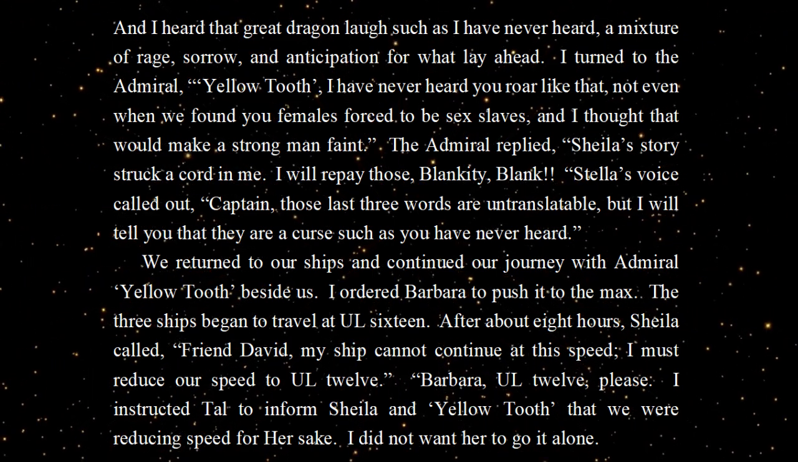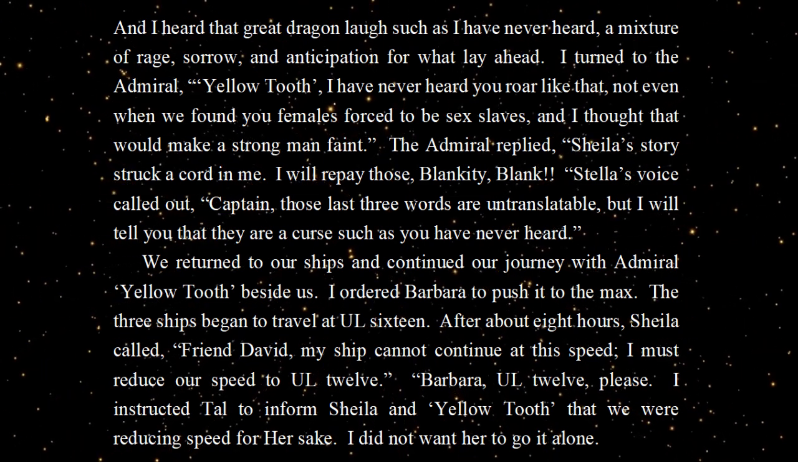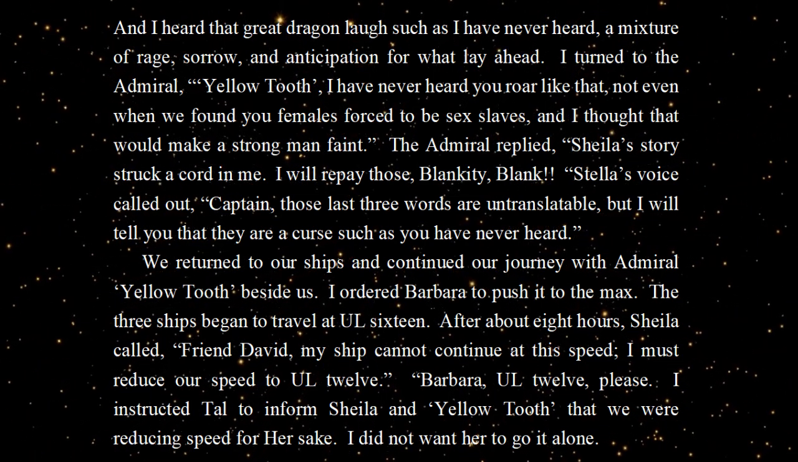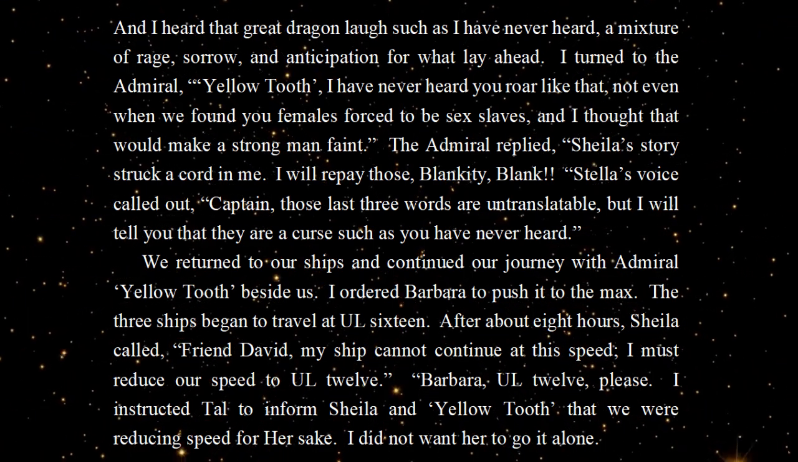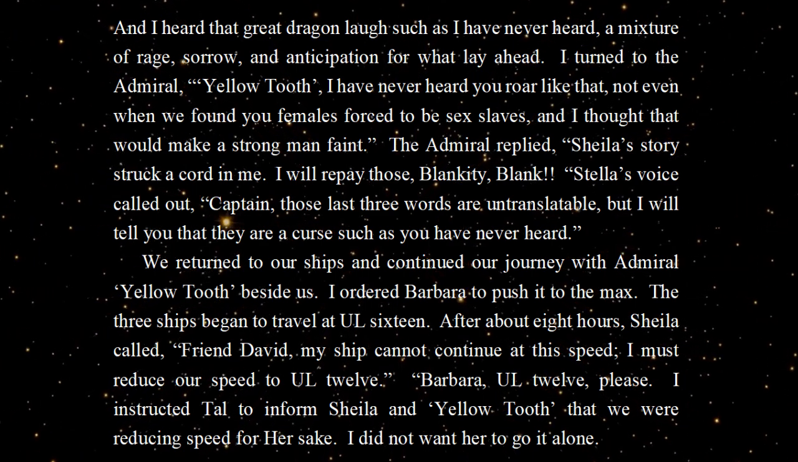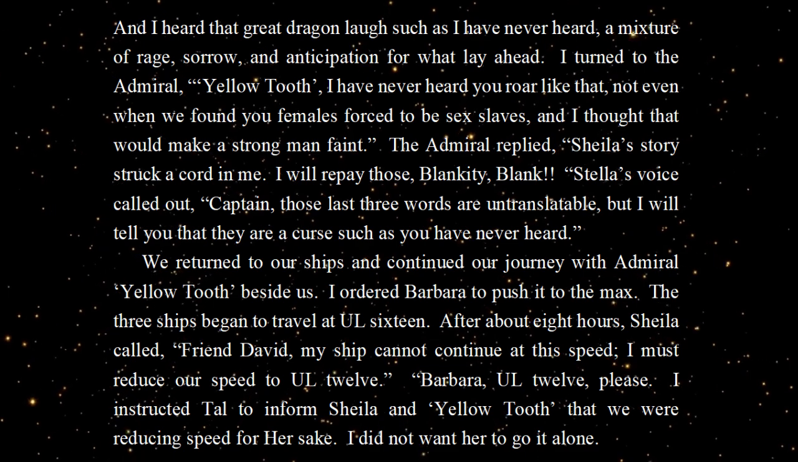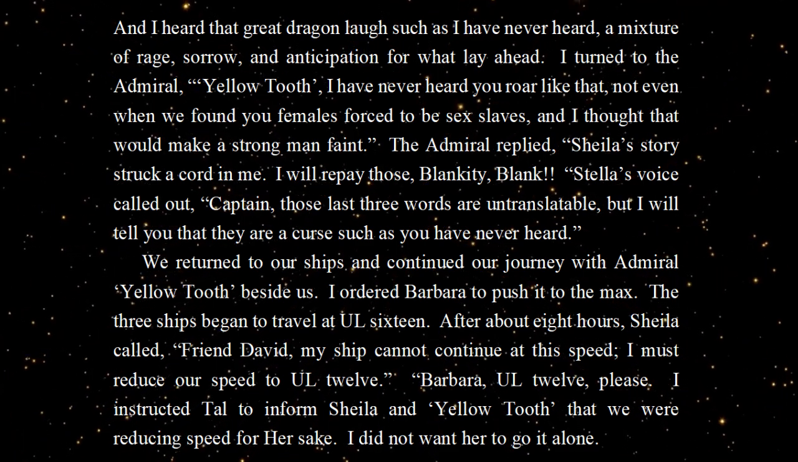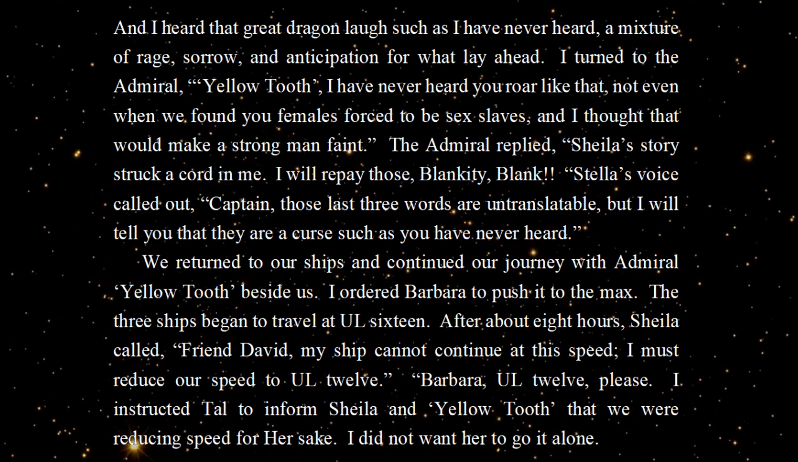I ordered Barbara to push it to the max. The 3 ships began to travel at UL-16. After about 8 hours, Sheila called. Friend David, my ship cannot continue at this speed. I must reduce our speed to UL-12. Barbara, UL-12, please. I instructed Tal to inform Sheila and Yellowtooth that we were reducing speed for her sake. I did not want her to go it alone.